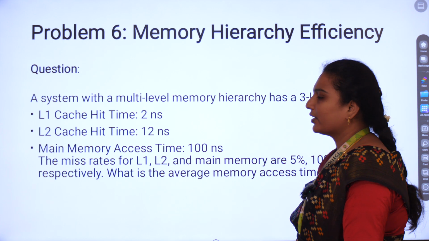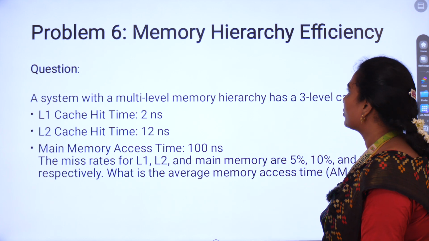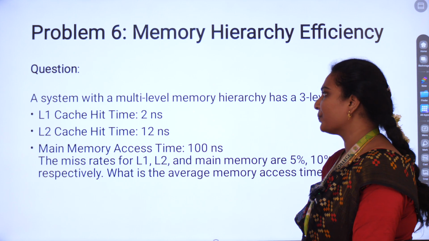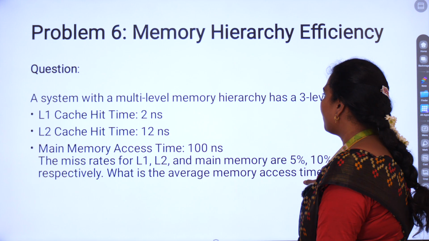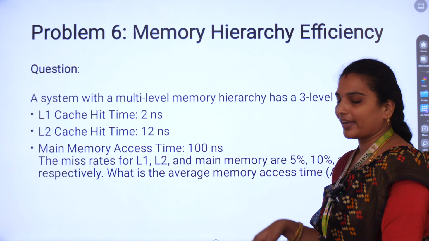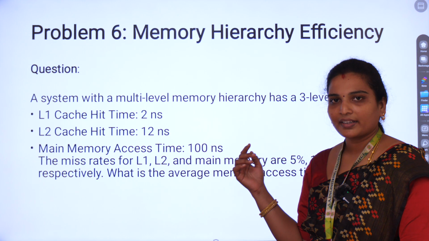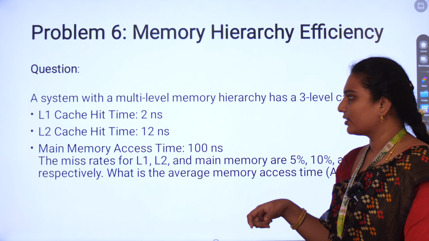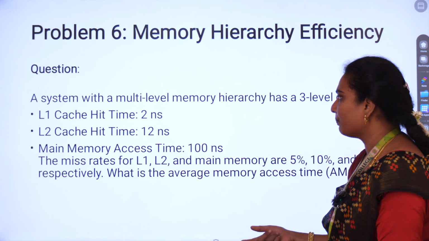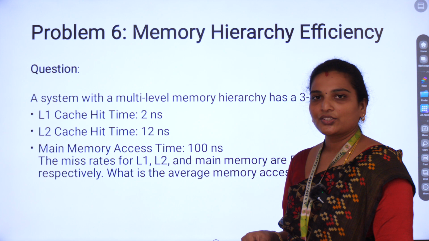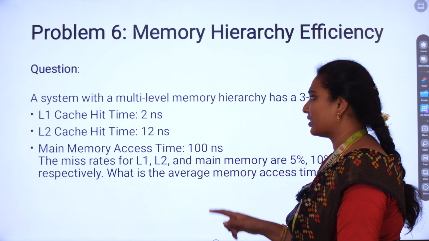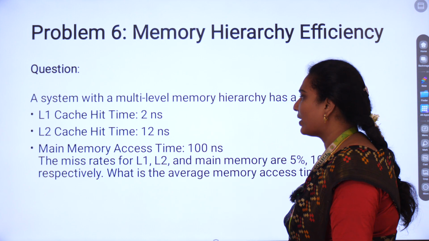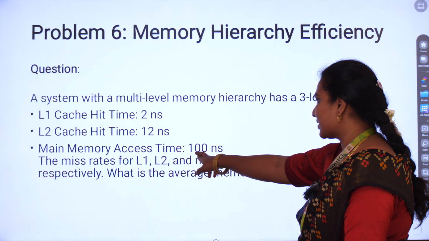Okay, now let us look into the sixth question. This is based on memory hierarchy efficiency. Let us see the question. A system with a multi-level memory hierarchy has a 3-level cache. We have already seen in the diagram that cache is categorized into 3 levels, L1, L2 and L3. Here the L1 and L2 cache hit times have been mentioned. L1's hit time is 2 nanoseconds and L2's hit time is 12 nanoseconds. Main memory access time is also given.